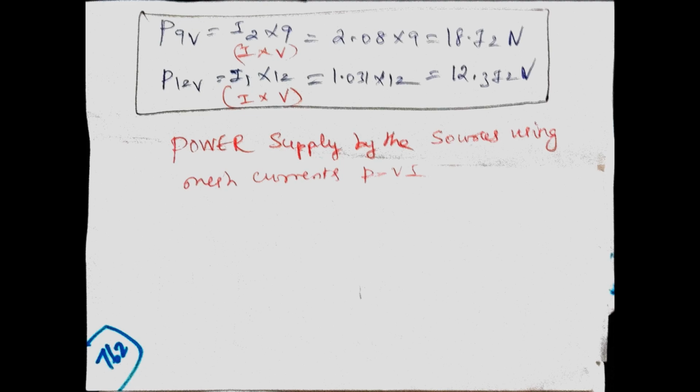In this method we use the mesh matrix method and the matrix multiplication method. I5 ohm is found from the circuit, and P9 volt and P12 volt are found.